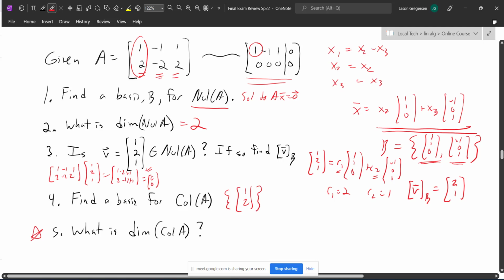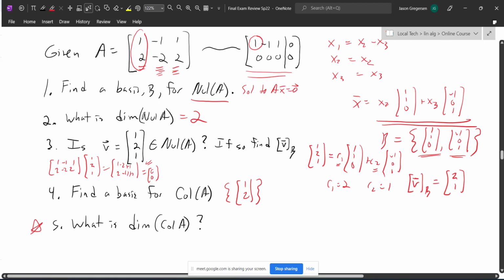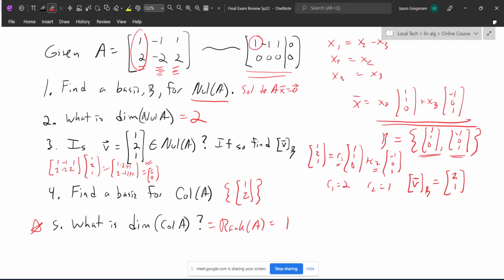I can see that the second column is just a multiple of the first column, and the third column, well, it's exactly the first column. So they're not linearly independent. So a basis for the column space is just that one vector. Because there is one vector in the basis, I know the dimension, which again is another name for the rank of A, is just the number 1. In this case, the column space is a one-dimensional subspace of R2.